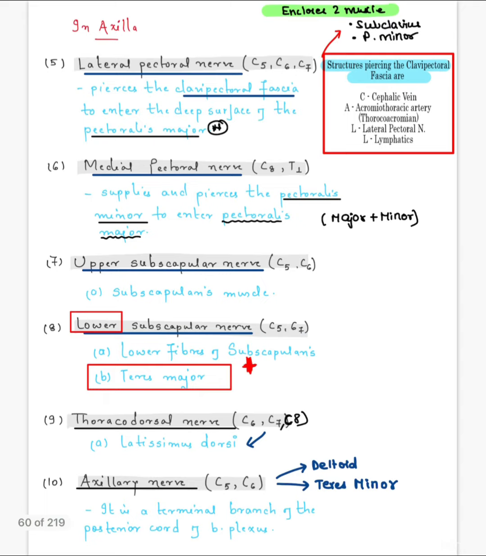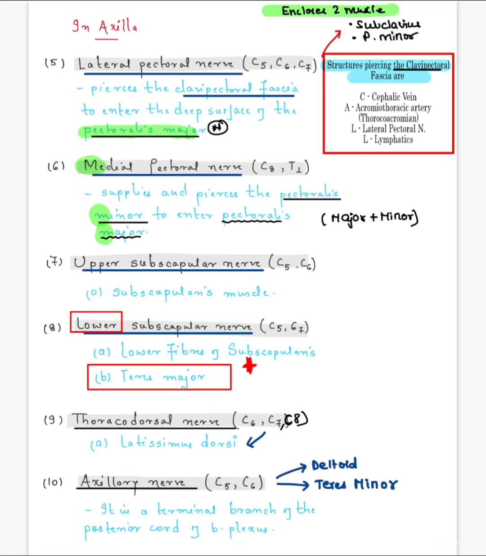Now moving on to the next one, that is the lateral pectoral nerve. This supplies your pectoralis major. And the medial pectoral nerve, remember M. M says, I won't differentiate between both, I'll supply major also and minor also. But the lateral one supplies only the major; it says I won't supply the minor. M says I have M with me, so I won't be partial to any M. Remember, recall like this.